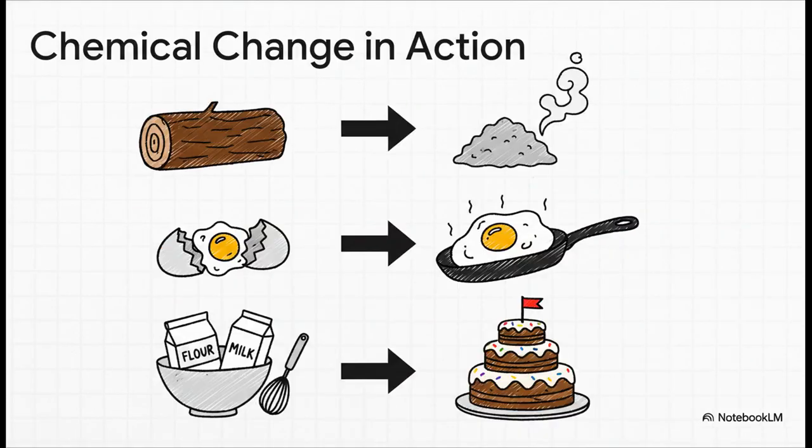Just look at these. When you burn wood, you can't unburn it. There's no going back. You're left with ash and smoke, totally different substances. You can't uncook an egg. The original flour, sugar, and eggs in a cake are gone, replaced by a delicious new creation. A chemical change has definitely happened.